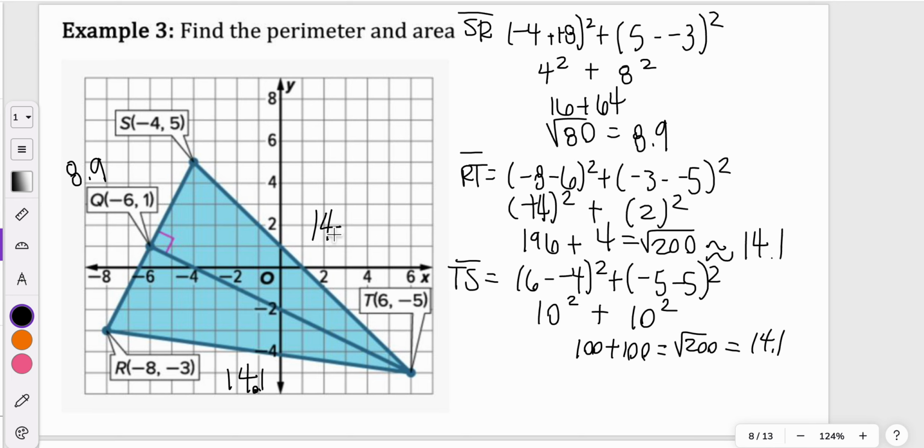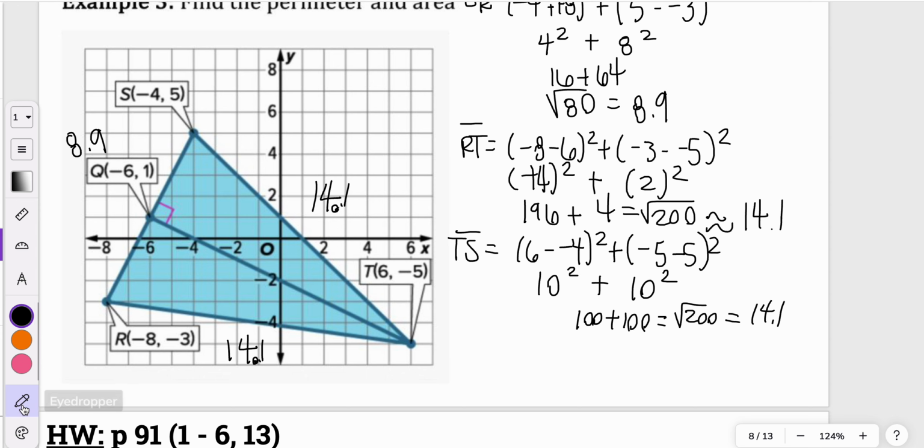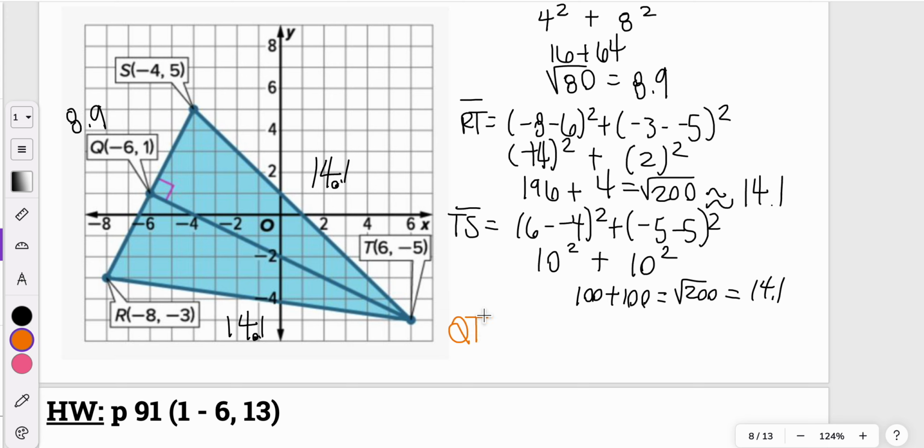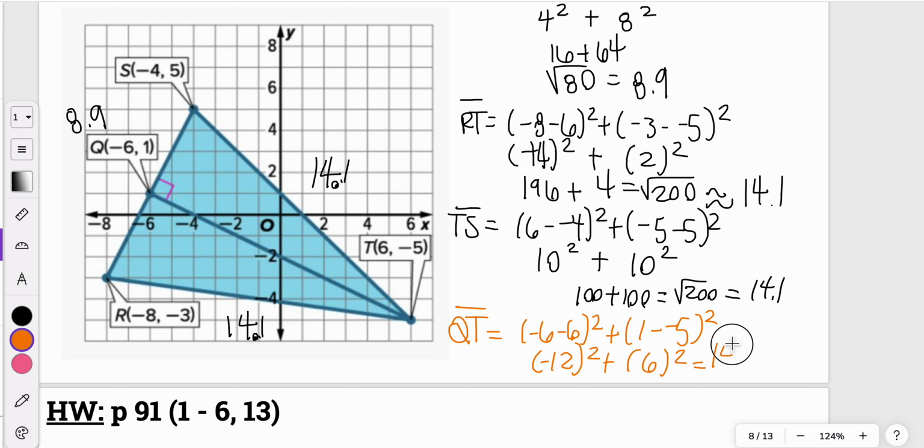Okay. The other thing we're going to need to find is the height for the area. So that's from Q to T. So QT is going to be negative 6 minus 6 squared plus 1 minus negative 5 squared. So that is negative 12 squared plus 6 squared, or 144 plus 36. And we're going to get about 180, kind of running out of room here. 180. Square root of 180 is about 13.4. So Q to T is 13.4.